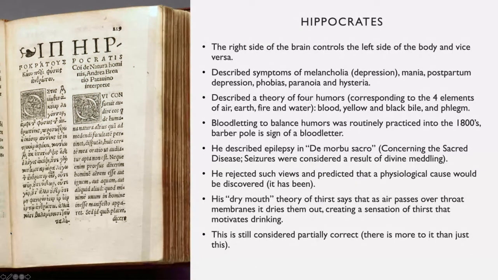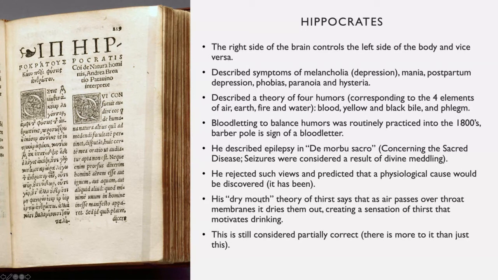He wrote several books. For example, the Morbus Sacer, the sacred disease, which epilepsy was considered to be, a result of divine meddling, and he explained that this could have other causes. He rejected different views like these divinely provoked diseases, and predicted that these conditions would have physiological causes that would be discovered in the future. We could say that he was like a prophet of medicine.